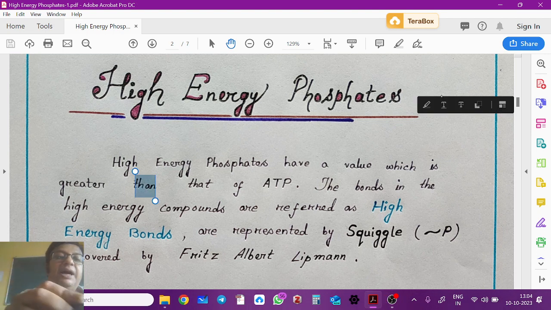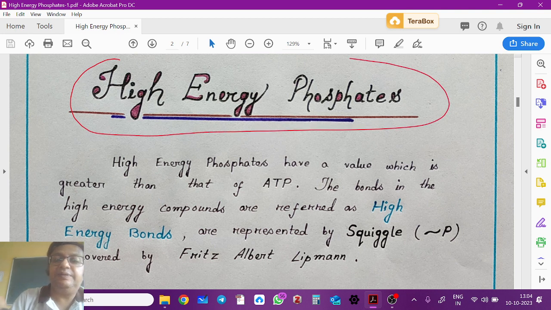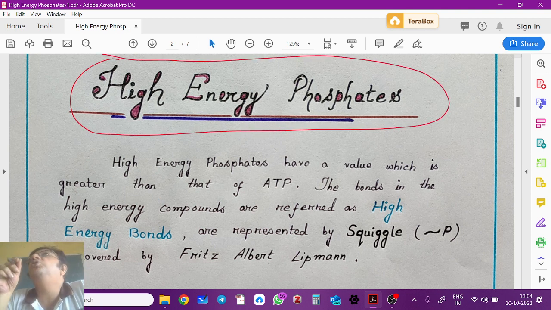They are derived from high energy phosphates. For example, the most famous one which you know is ATP. ATP hydrolyzes into ADP plus Pi and releases something like 7.3 kilocalories of energy. So the energy is stored in the bonds, the phosphate bonds.